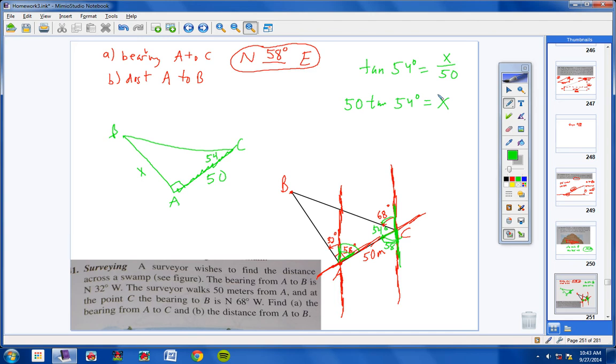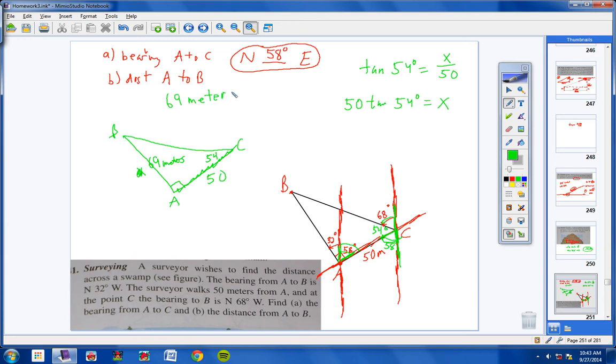And if you type that in correctly, you'll get 68.81, which we're going to round to 69, I believe. I'm looking at the back of the book now. They have 68.82. We're going to go ahead and put 69. Either way is fine. So the distance from A to B would be 69. I think we're dealing with meters. Yes, meters. So the distance from A to B is 69 meters.